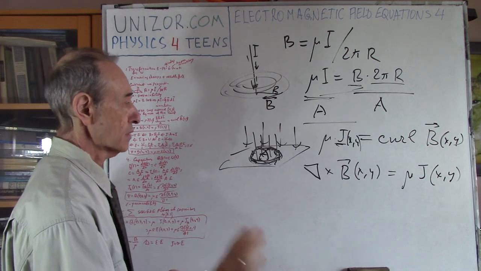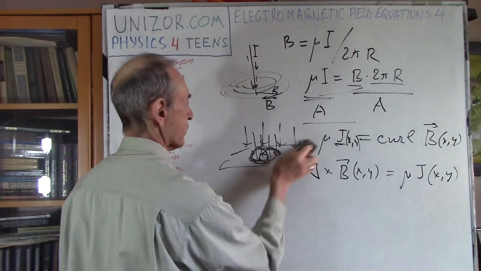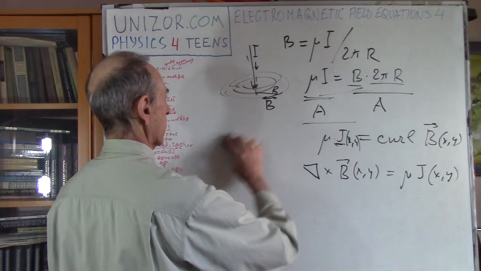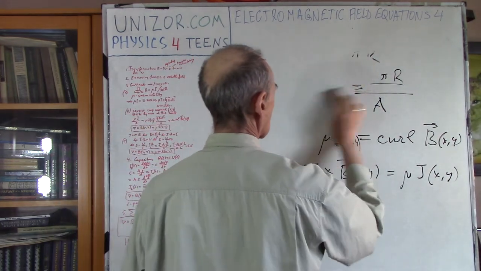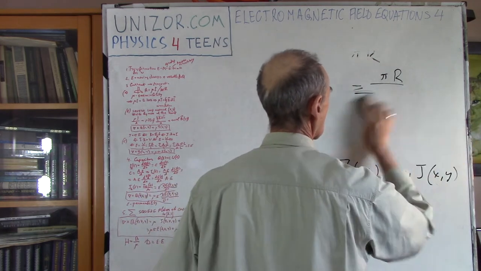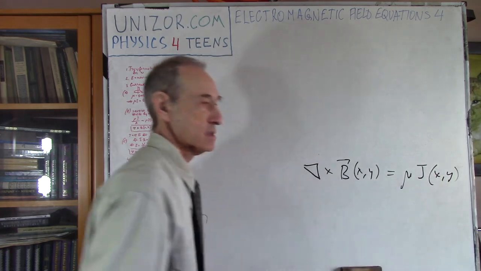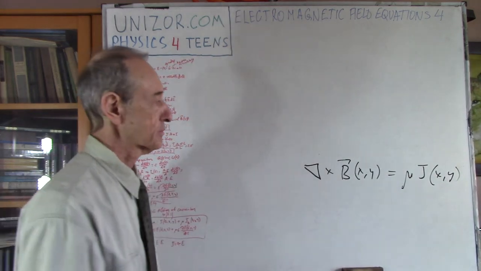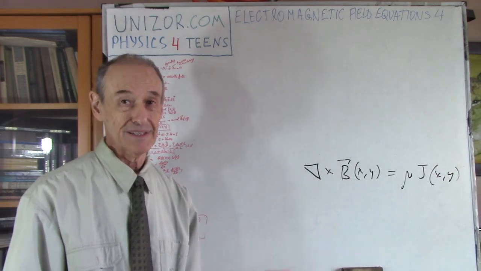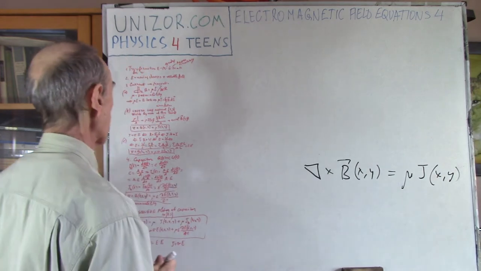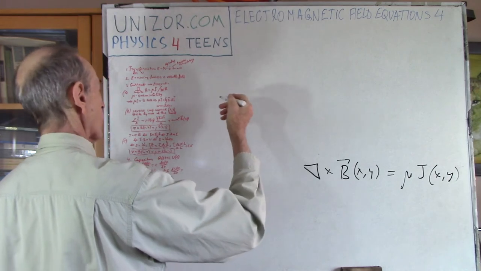Now, there is one more little transformation which might actually be helpful. I would like to express this electric flux density with electric field intensity. How can I do it? Well, that's actually quite straightforward, I would say.